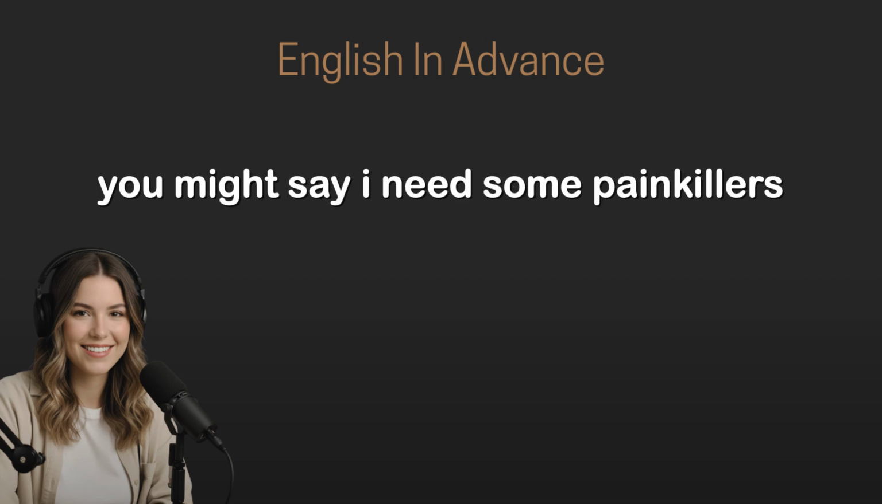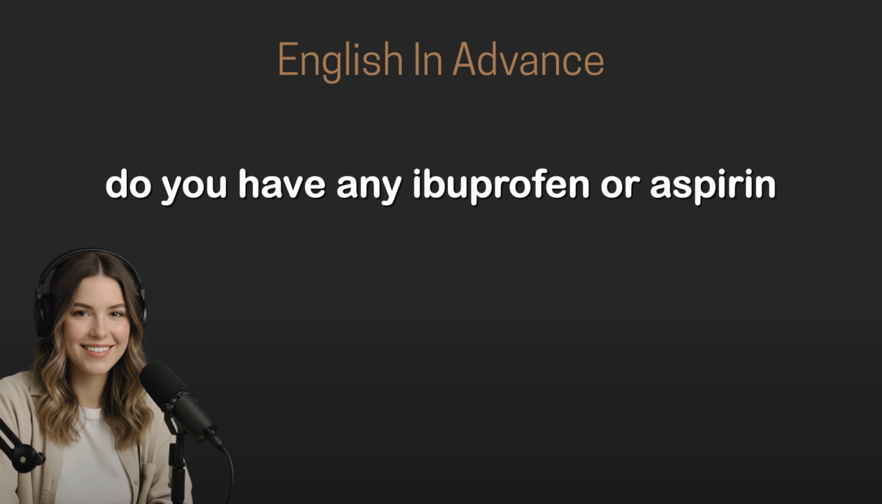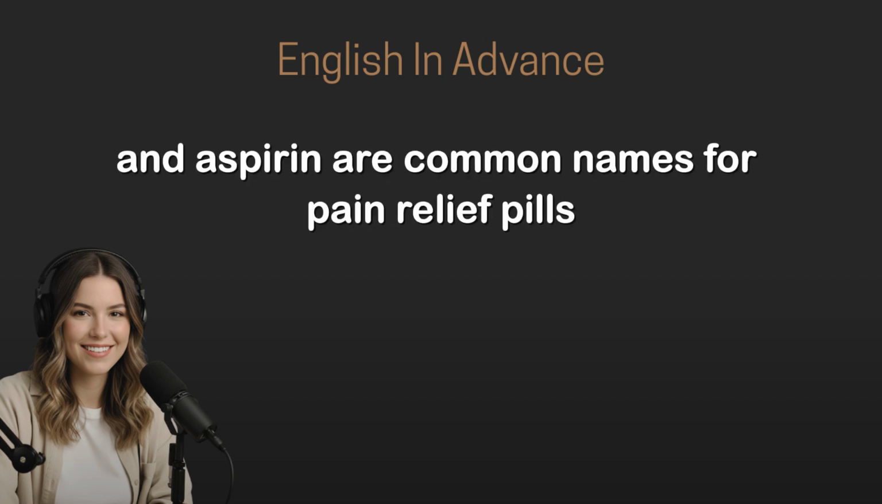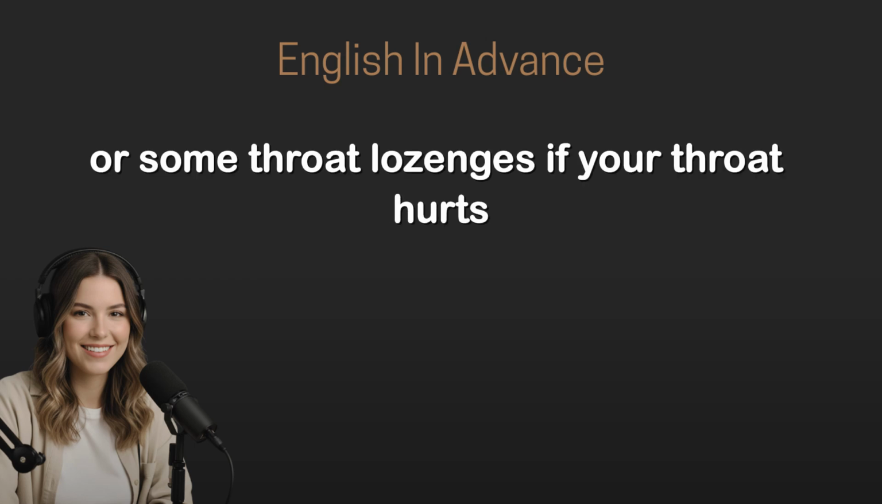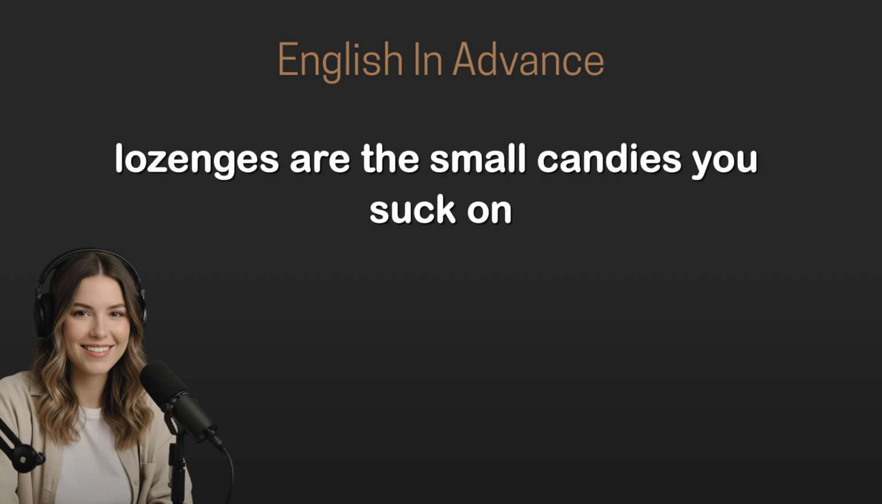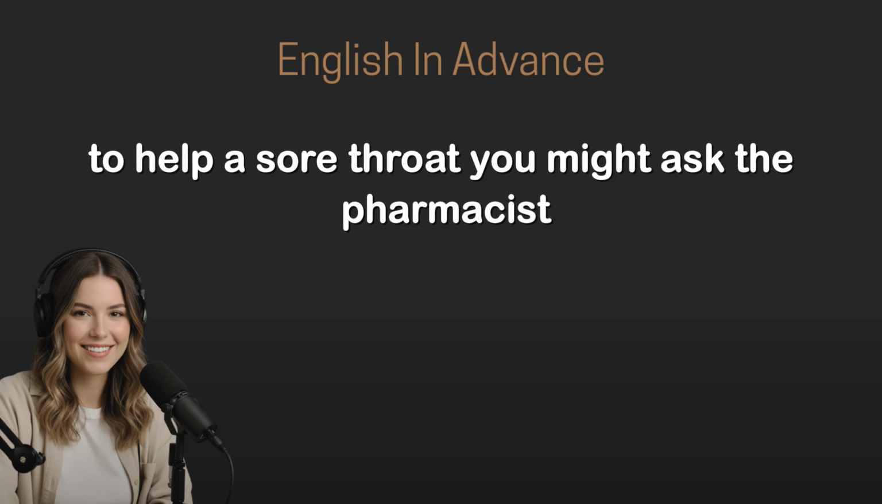You might say, I need some painkillers. Do you have any ibuprofen or aspirin? Ibuprofen and aspirin are common names for pain relief pills. You might also ask for some cough syrup if you have a cough, or some throat lozenges if your throat hurts. Lozenges are the small candies you suck on to help a sore throat.